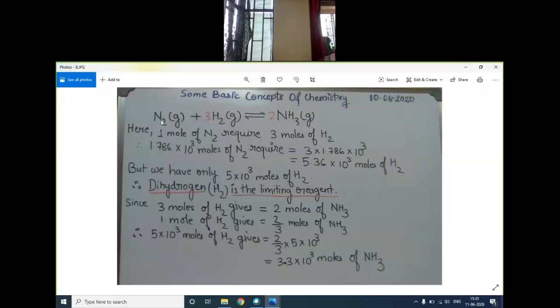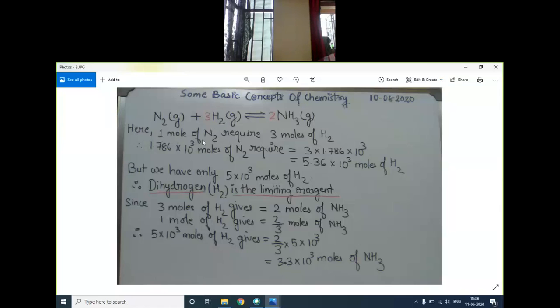To form the ammonia, from that balanced equation only I am writing: 1 mole of N2 requires 3 moles of H2. So we have already calculated number of moles, the given number of moles, so you have to put that. This line is from that balanced chemical reaction. One point in the concept is that we have to compare the number of moles from the balanced chemical reaction with that of number of moles actually present.